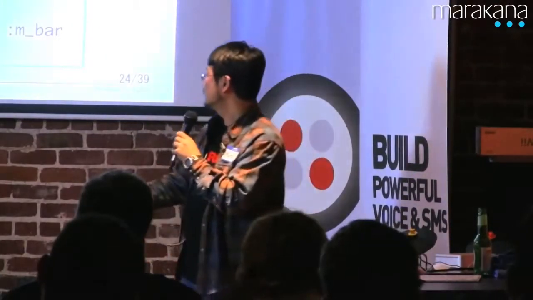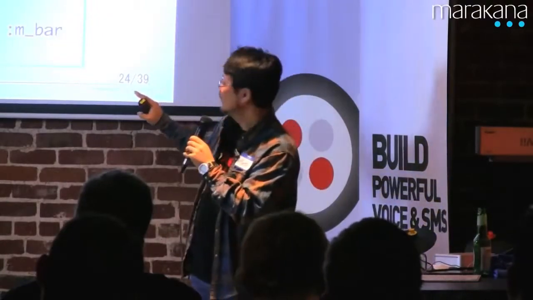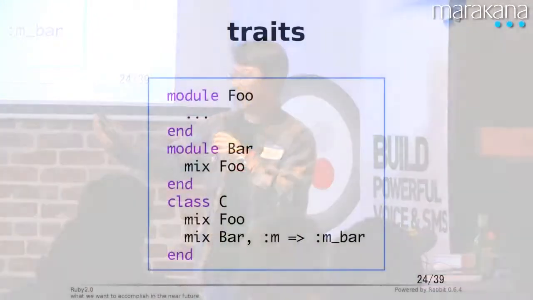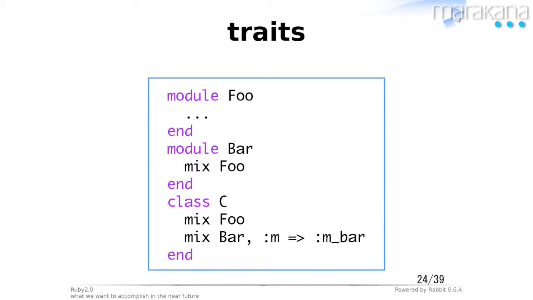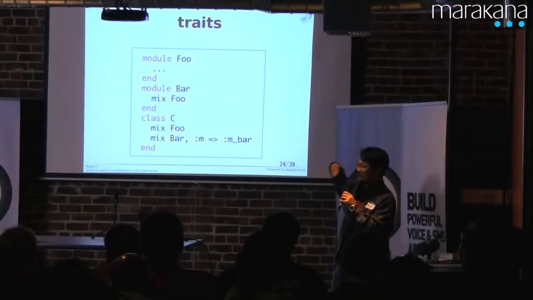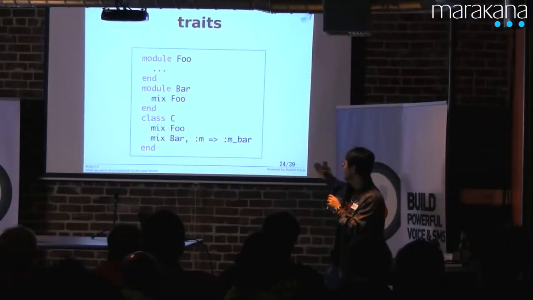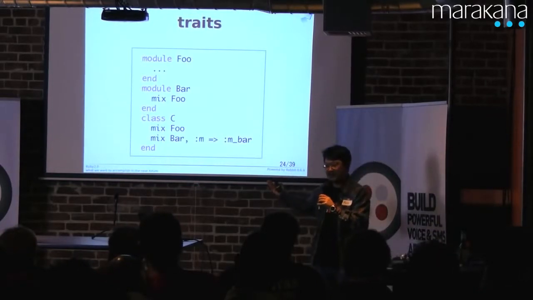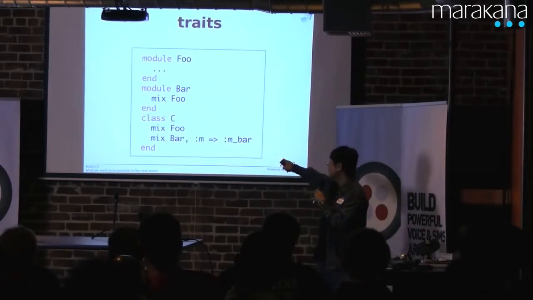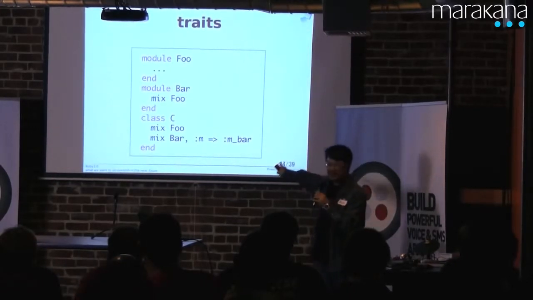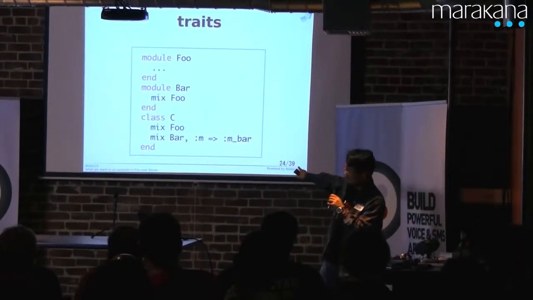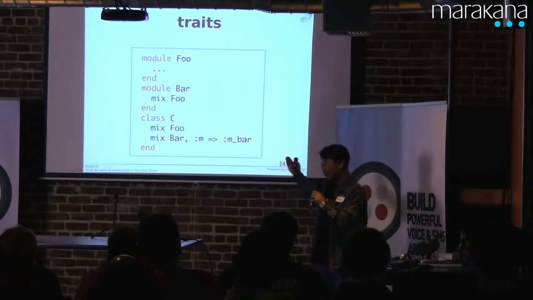So we are going to introduce a new method named mix, which warns you about the name conflict. So we mix, not include, two modules, and if foo and bar have a method of the same name, it just fails. And if you resolve it by renaming the method, specified like this, you can resolve the name conflict.